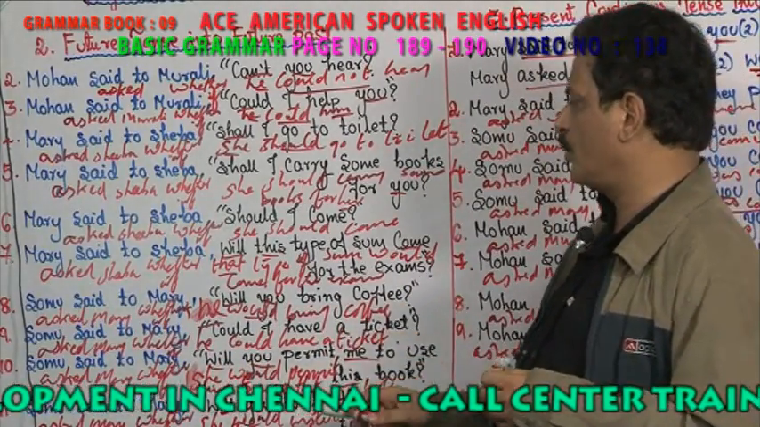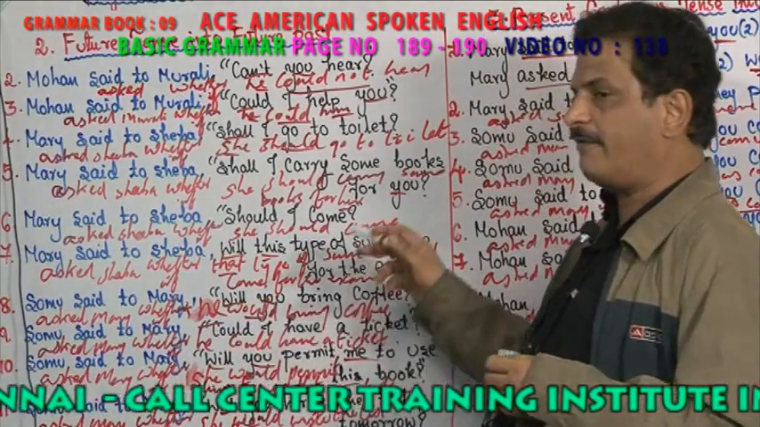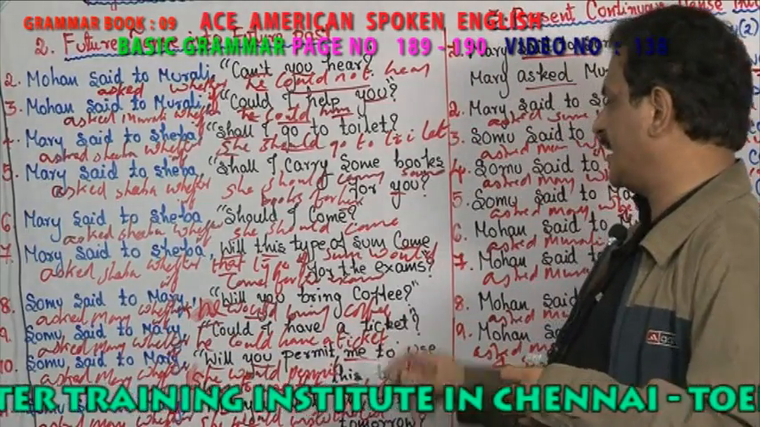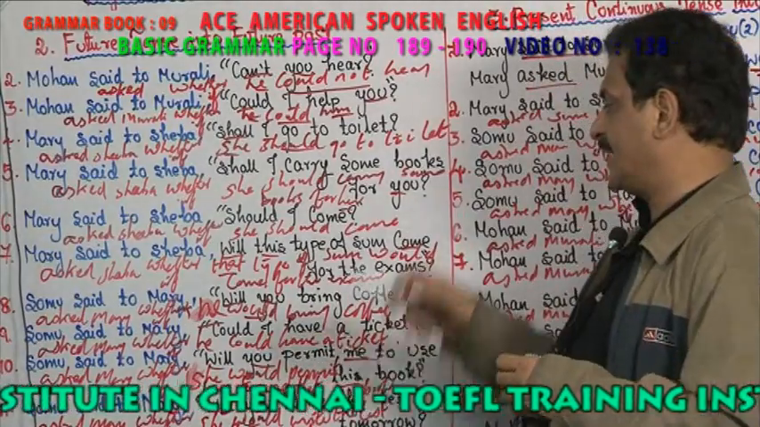Somu said to Mary, will you bring coffee? நீ எனக்கு காஃபி கொண்டு வருவாயா? Somu asked Mary whether he would bring coffee. அவன் காஃபி கொண்டு வருவானா? Somu said to Mary, could I have a ticket? எனக்கு ஒரு டிக்கெட் இருக்கட்டுமா? Somu asked Mary whether he could have a ticket என்று வர வேண்டும்.